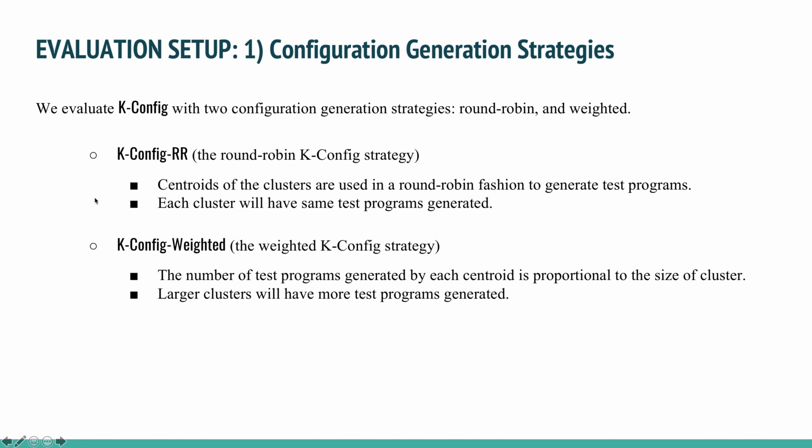We evaluate kconfig with 2 configuration generation strategies, round robin and weighted. In the round robin kconfig strategy, the centroids of the clusters are used in a round robin fashion to generate test programs. In round robin kconfig, each cluster will have the same number of test programs generated. In the weighted kconfig strategy, the number of test programs generated by each centroid is proportional to the size of the cluster that the centroid represents. In weighted kconfig, a larger cluster will have more test programs generated.